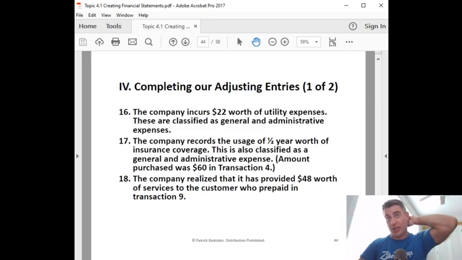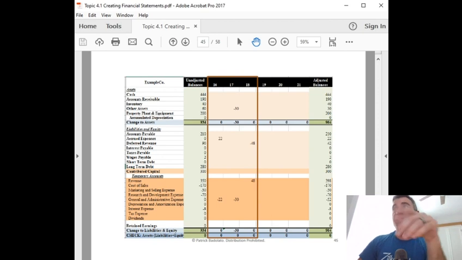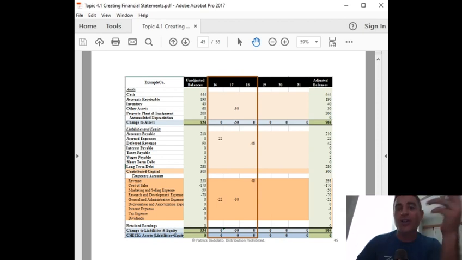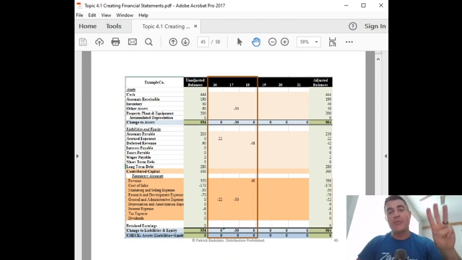But let's keep going on these next three here. All right. So what do we have? You can see for some of these, the ones that are changing, my adjusted balances are now beginning to not equal my unadjusted balances. But what do I have? My first three adjusting journal entries. 16, I'm going to recognize utilities expense, which goes into general administrative. 17, I'm also going to have general administrative for my using up of insurance. In that case, an asset decreases. And then 18, I'm going to recognize revenue that I've earned but have not yet recognized, and I'm doing that here, decreasing my liability, deferred revenue.